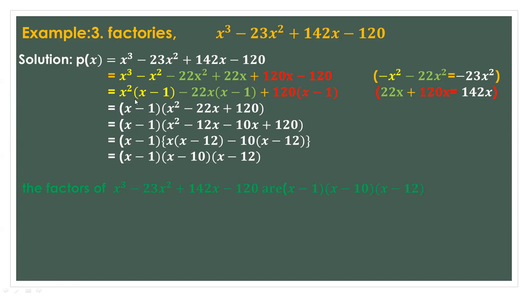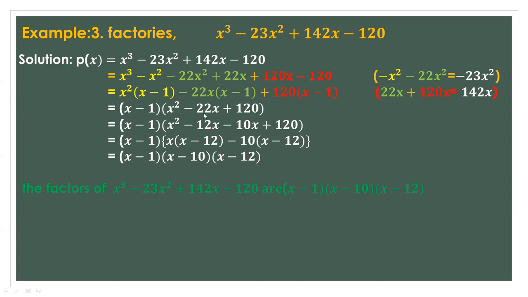Okay, so then you can make a group of two terms, then take the common factor. In these two we have x square as common factor, left is x minus 1. Here minus 22x as a common factor, and x minus 1 is left, plus 120 common factor, here left is x minus 1. Again, in all three terms we have a common factor, that is x minus 1. Left is x square minus 22x plus 120. So you can keep this factor as it is.